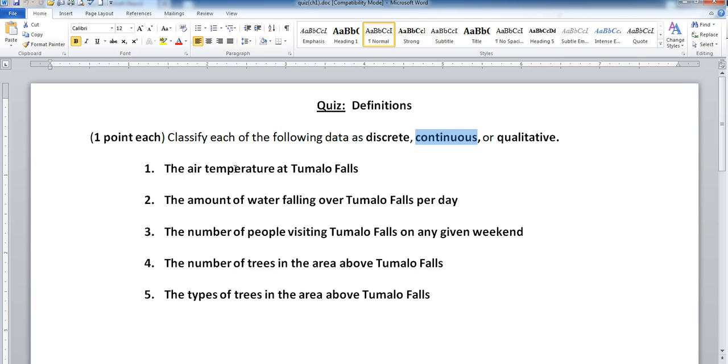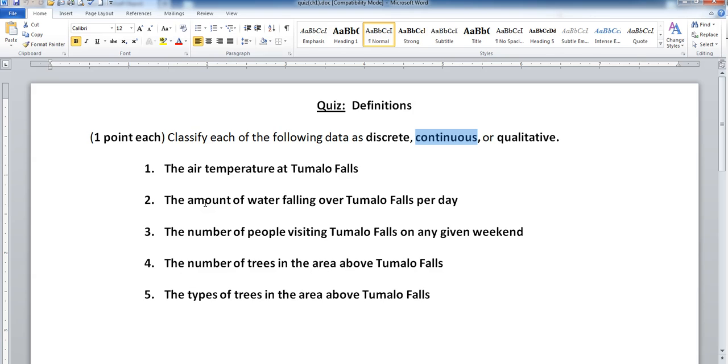There are many others. For example, the amount of water falling over Tumalo Falls per day. Okay, it's a lot. I don't know what it is. Whatever it is, it's a lot. And whatever it is got to be continuous because I have to measure that. Very often the unit that is used is called CFS, or cubic feet per second. In this case, per day maybe. But nonetheless, per day is a measurement. But more importantly, the amount of water falling over is also a measurement. Cubic feet. So feet is a measure of length, and cubic feet is a measure of volume. So therefore, it's got to be a continuous random variable.